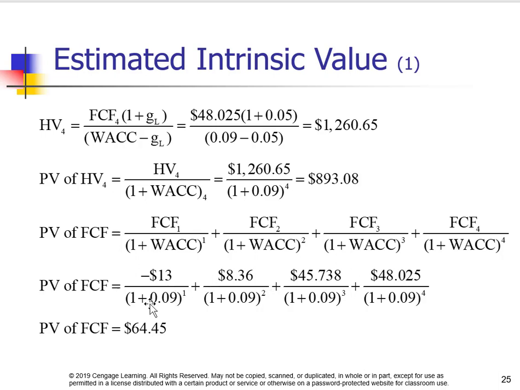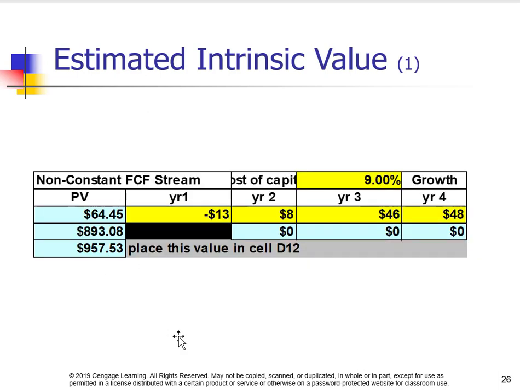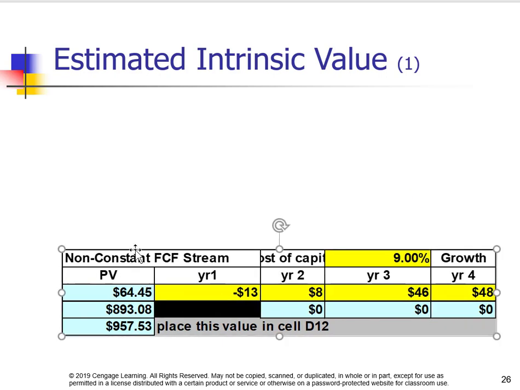Here are our cash flows. Here's the growth rate, or the weighted average cost of capital. So the present value of the free cash flows is 64.45. So now we can plug those numbers into our calculation, where here are our growth numbers, our values. Here's 9%. And what we find here is $893 is the long term. $64 is the value generated by the short term.